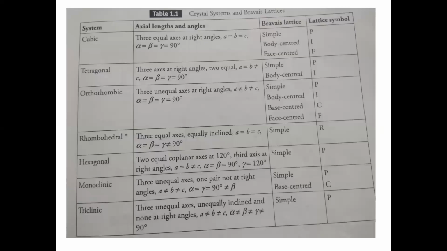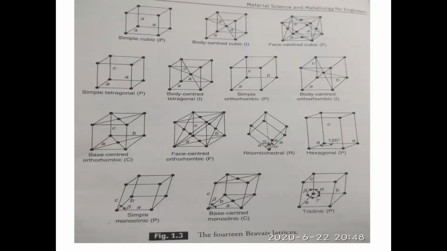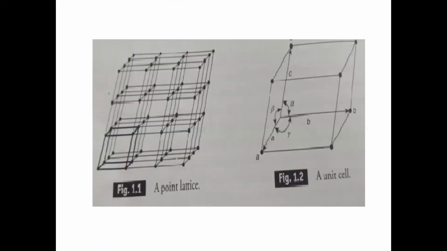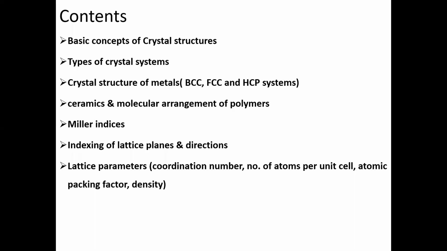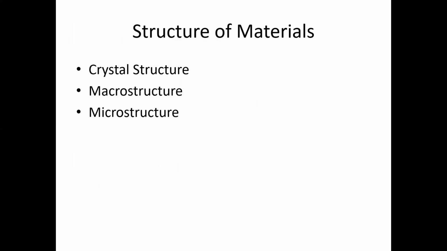Okay, so in the last lecture we started our Unit 1, that is crystal structures and deformation of materials. Then we start with crystal structures. So what is crystal structure? It is nothing but the atomic arrangement of atoms in solids. It is called crystal structure.